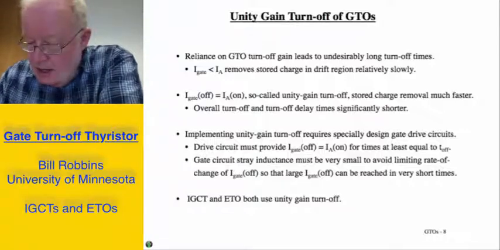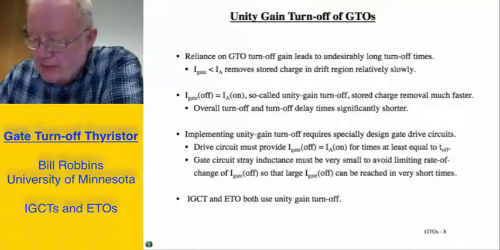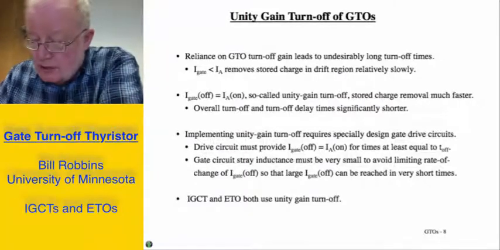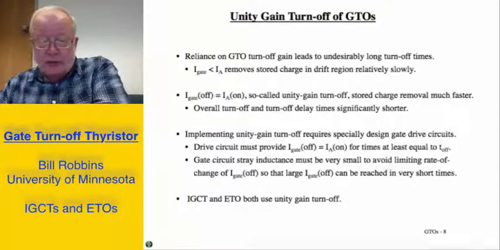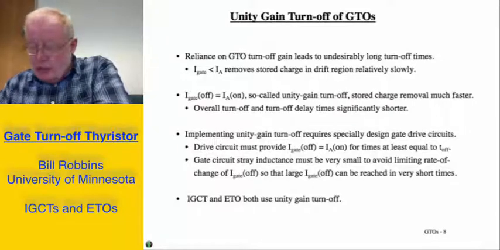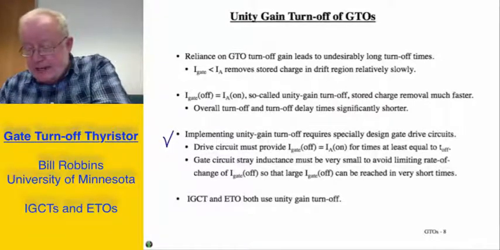So, people have been investigating, and we've developed a couple of derivative devices that actually make use of having a turnoff gate current that's equal to the on-state anode current, a so-called unity gain turnoff. And so the overall turnoff times and the turnoff delay times are significantly shorter. In order to do this, we have to implement a specially designed turnoff gate drive circuit. It has to provide very large gate currents, at least equal in duration to the turnoff times that we would expect to be able to have with this kind of circuit.